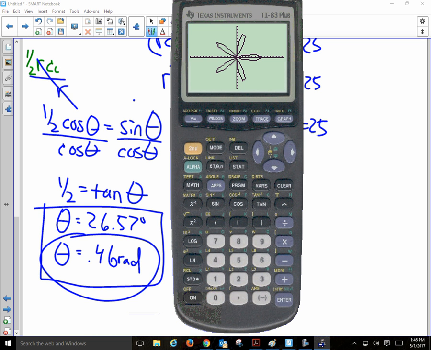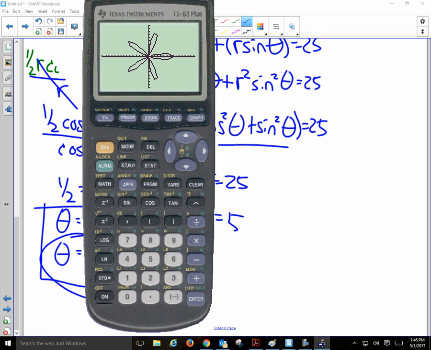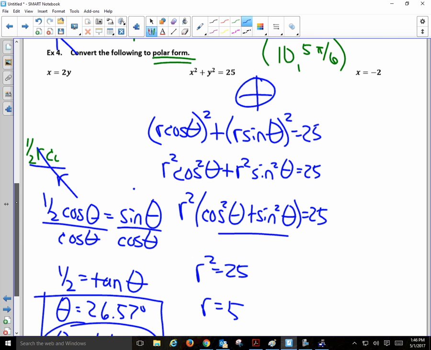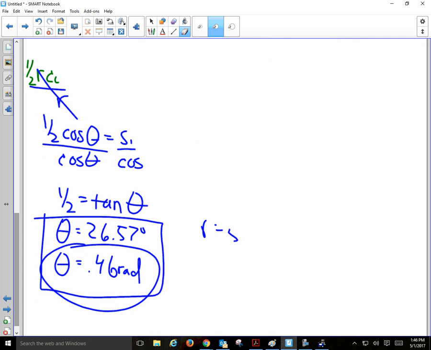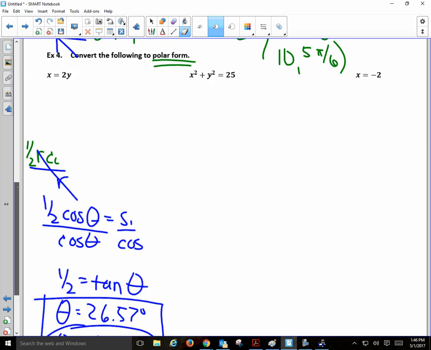Okay, YouTube, we just talked about some really fun graphs that you can make. So we move on to the last piece, which is x equals -2. Let's bring this all together so we can understand. We have x equals -2. What shape does that make?